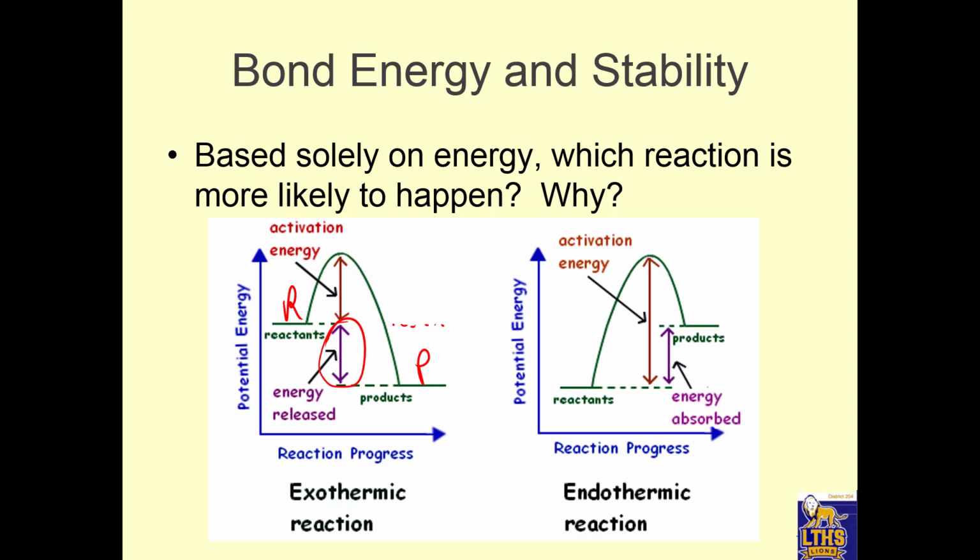This is called an exothermic reaction because overall energy is released and the products are more stable than the reactants. This is called an endothermic reaction because, if you notice, the products are less stable than the reactants. They have more energy stored in them, and so they had to absorb energy from somewhere in order to be created. So this is endothermic, energy is absorbed, and the products are less stable than the reactants.